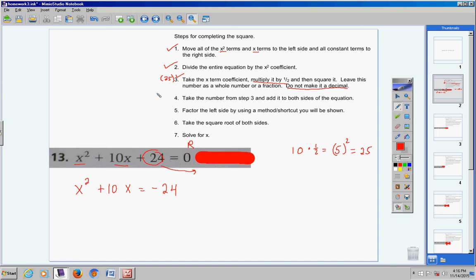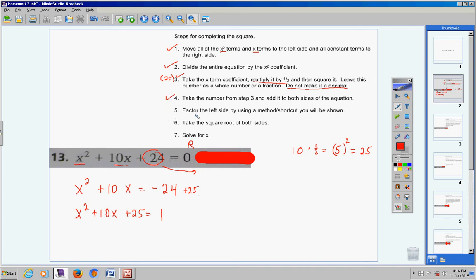Step 4, take the number from step 3, which was 25, and add it to both sides of the equation. So I'm going to add 25 to the left side right here. I'm also going to add 25 to this. Negative 24 plus 25 is 1. So I added 25 to both sides.